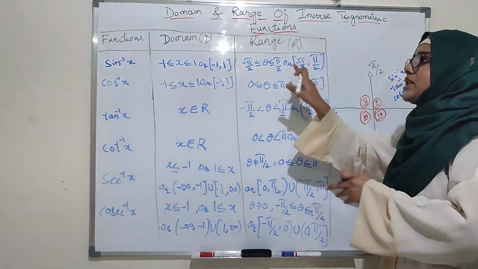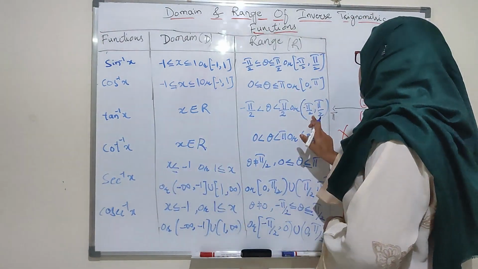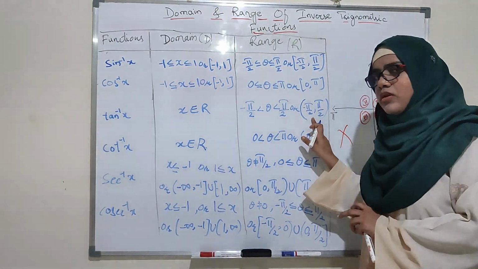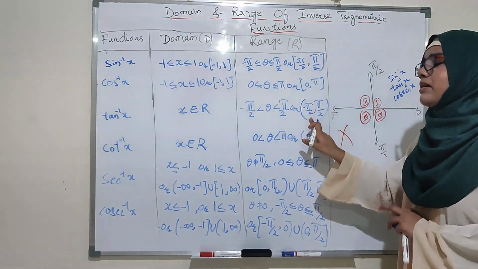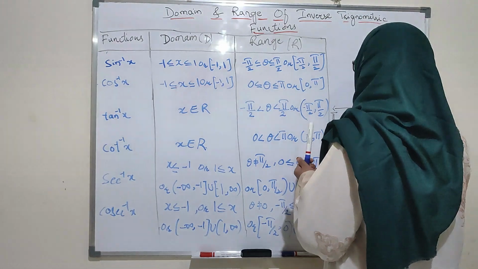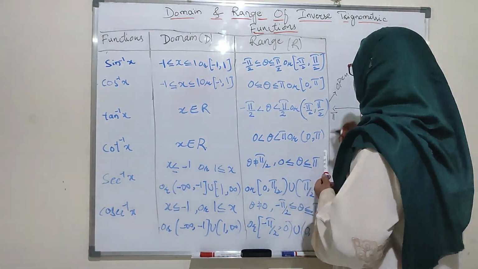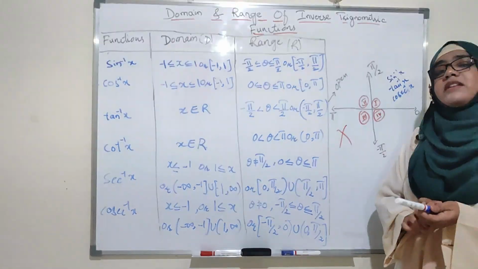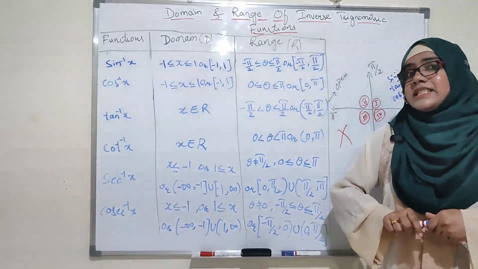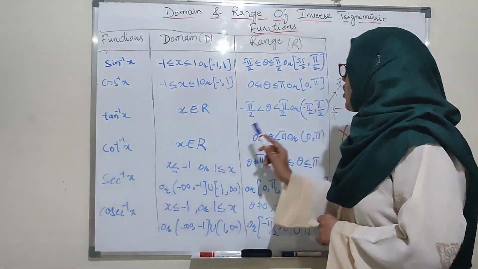That's why we are taking a closed interval for sine inverse of x. And what about tan? For tan inverse, the values are the same, pi by 2 and minus pi by 2, but here we are taking an open interval. Why? Because tan 90 is infinity, meaning tan 90 is not defined, and similarly tan inverse is not defined.